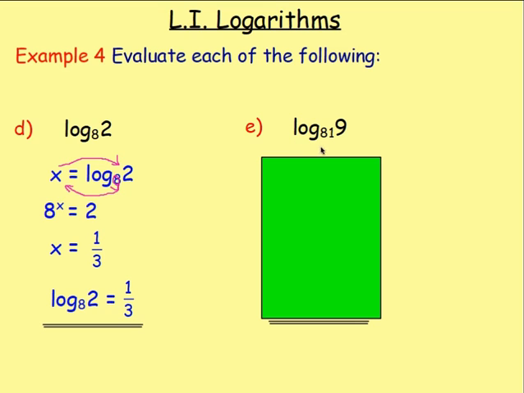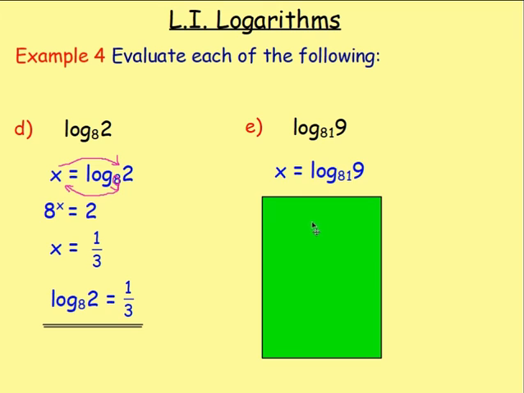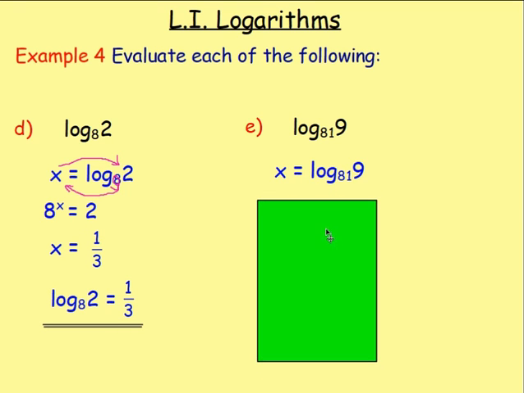Next one, log base 81 of 9. For this one, again, to evaluate it, just set it equal to something. So say x equals log base 81 of 9. Difficult to work out as a log, so rewrite it as an exponential. So base, bottom, top, start with our base. Well, it's log base 81. Draw a line at the bottom across to the other side, and we've got x. Draw a line at the top, back across, and we've got 9.